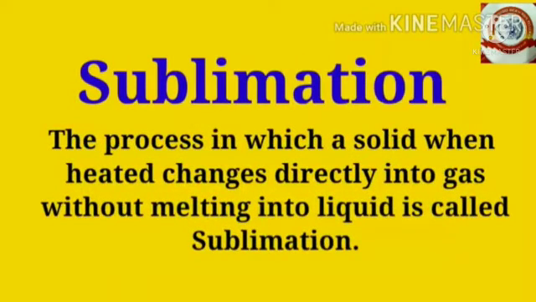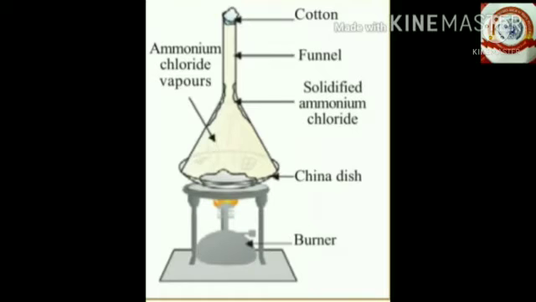The next separation of mixtures is sublimation. We already discussed this process in our previous class. Sublimation is the process in which a solid, when heated, changes directly into gas without melting into liquid. This is a picture of separating the components from a mixture in which ammonium chloride and sand are the components.